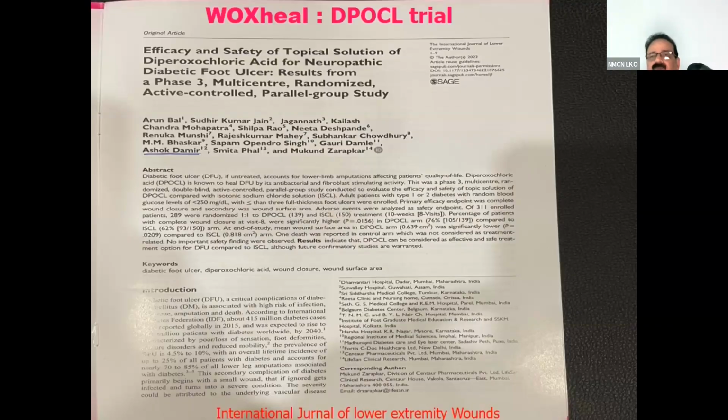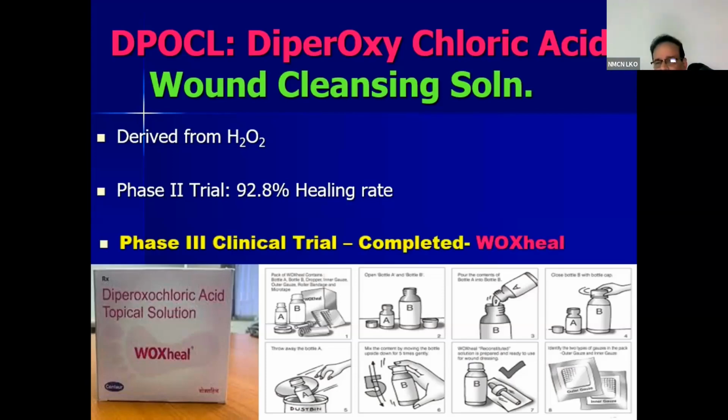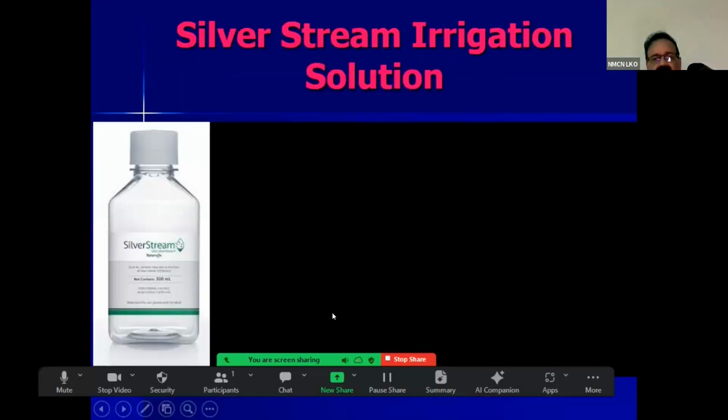This was a paper published in the International Journal of Lower Extremity Wounds. Fortunately, I was one of the principal investigators of this trial, and this is the wound cleansing solution. It is found to be very effective. It has been derived from hydrogen peroxide. The phase 2 trial has shown a 92.8% healing rate, and I was a part of the phase 3 clinical trial. And now this molecule is available in the form of Voxil, and this is the way it is to be used. Next is the Silverstream irrigation solution.